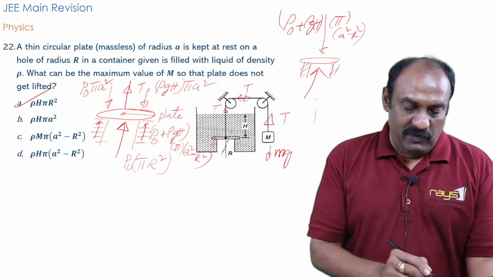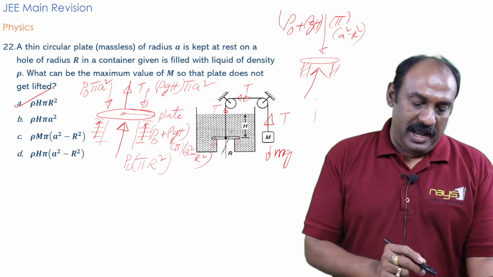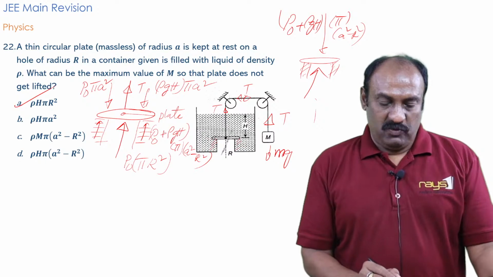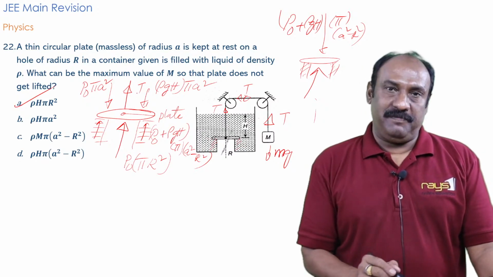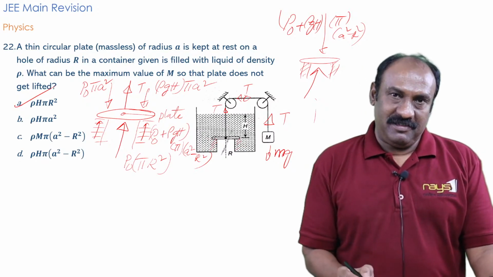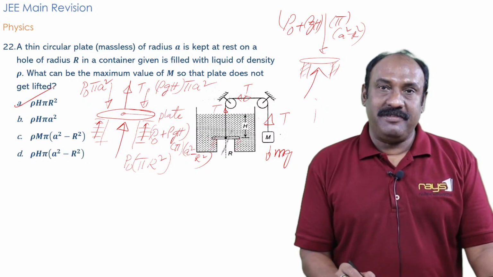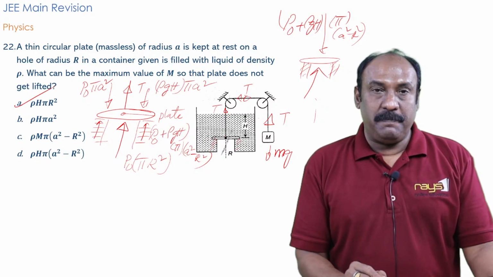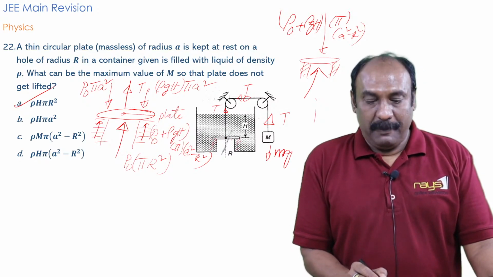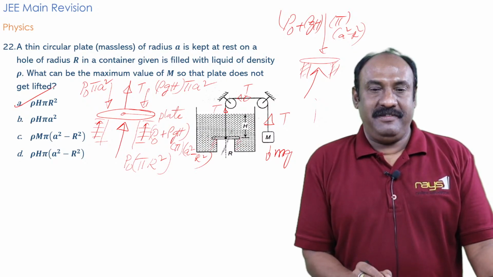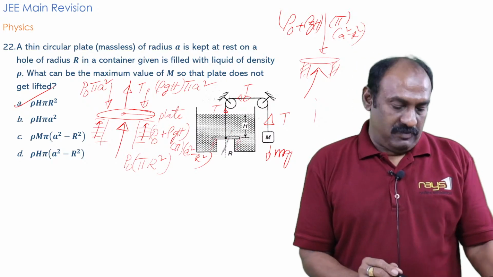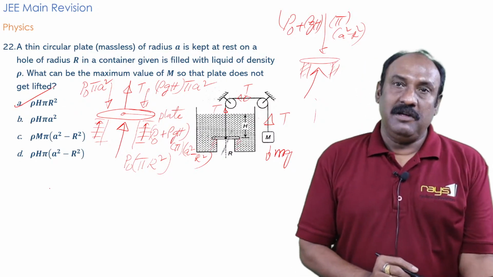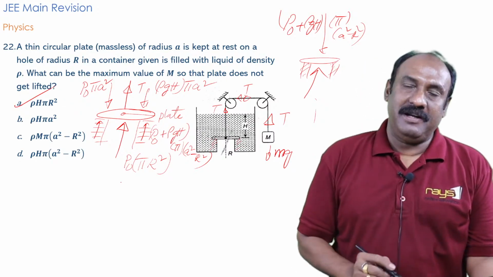So on this plate, what forces are acting? In the downward direction, these are the two forces. In the upward direction, this force along with the tension. So by equating these forces and writing T as mg, the mass connected to this pulley and to the plate by means of this string, so that the plate just gets lifted, is equal to rho h into pi r square. Rho h into pi r square is the answer for question number 22.